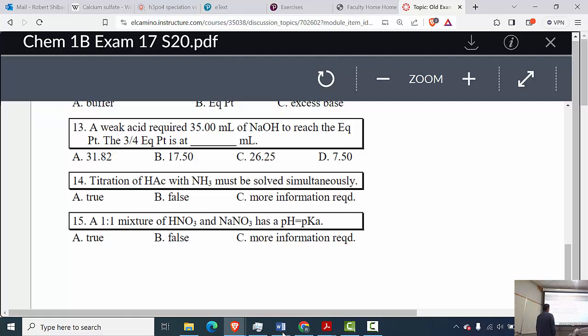Titration of acetic acid with ammonia must be solved simultaneously. It's a weak acid, weak base titration. One, you could just have it memorized, or two, you could just try to solve it. Why don't you just try to solve it right now? Try to solve it, and then maybe that will make it more memorable. Otherwise, it's hard to remember these things.